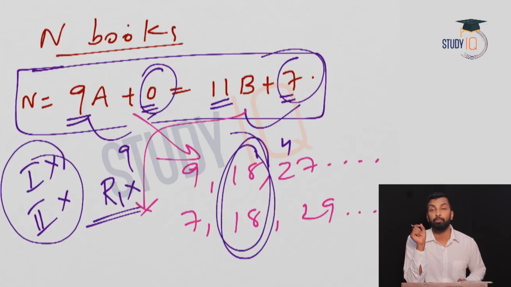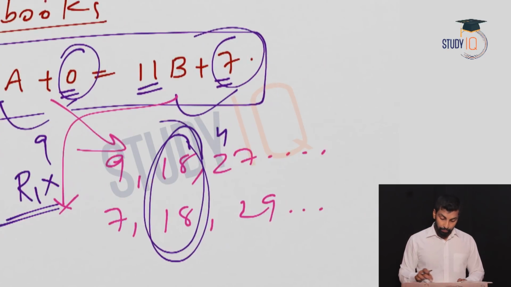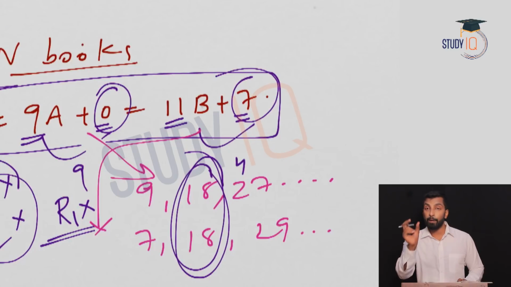So what is the minimum number of books possible in the shelf? 18. What is the minimum number of students possible in the class? 18. What is the minimum number possible if you are dividing a number? 18. Answer is same, method is also same. What else can they ask you? They can ask you how many such numbers are there in a particular range.